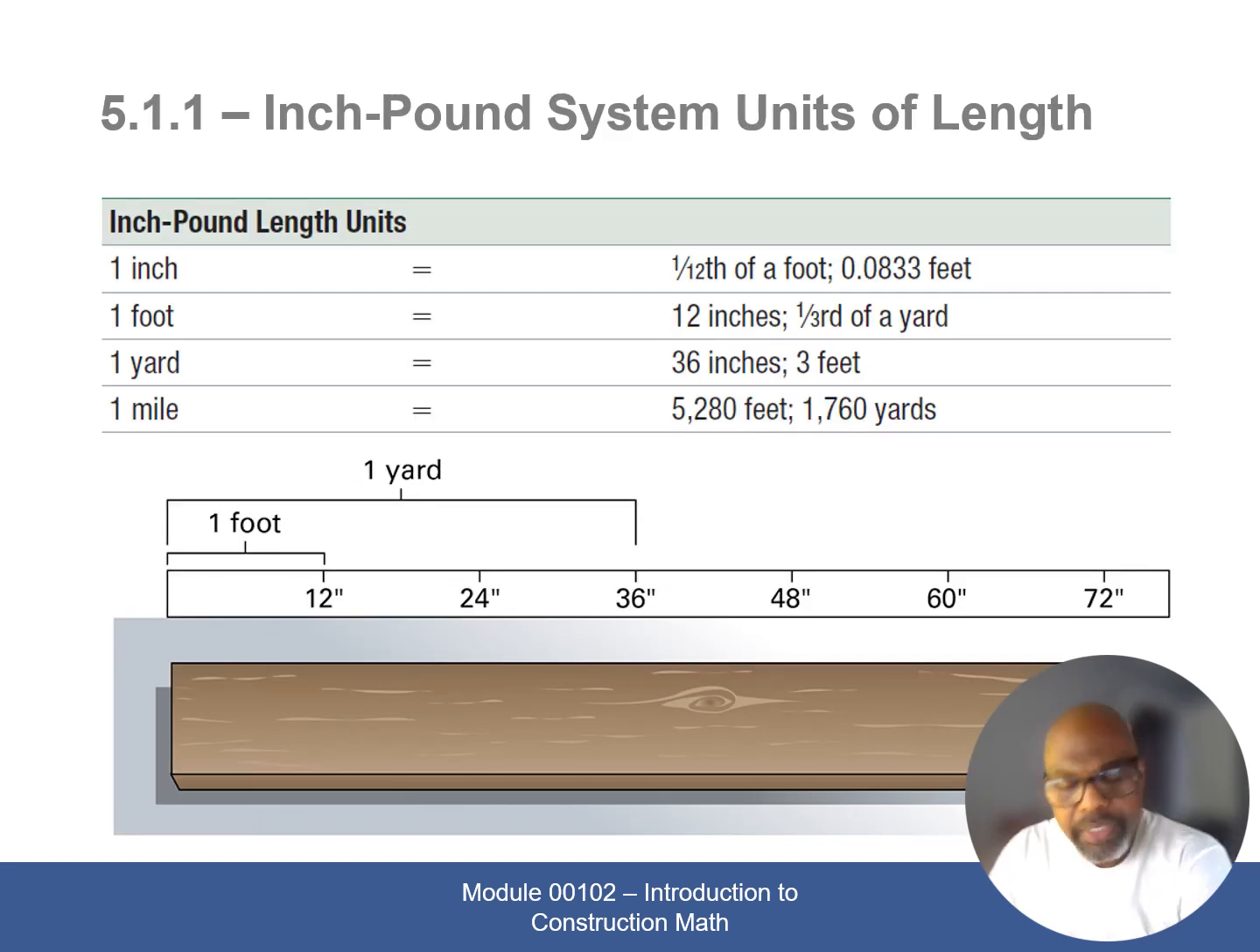So, as I mentioned already, in the English system we use inches, feet, yards, and miles. And you can see the conversions. In other words, there's 12 inches in a foot. And of course, an inch is 1/12 of a foot. There's 3 feet in a yard, or 36 inches.